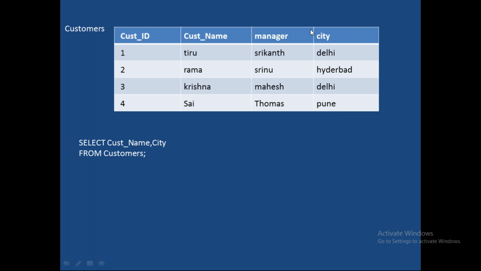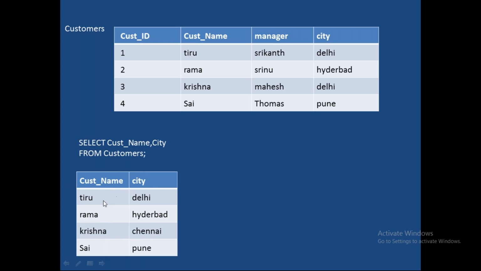Okay, you will have a customer name and a city. Only that information I'm selecting. You see, customer name and city: Thiru, Delhi, Rama, Hyderabad, Krishna, Chennai, Sai, Pune. Something like that I will get.